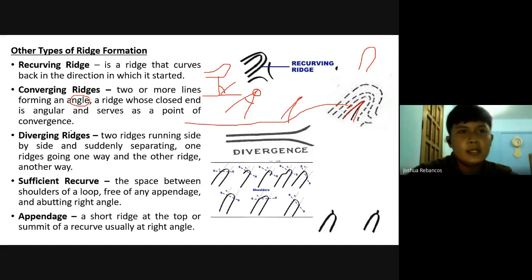Diverging ridge, two ridges running side by side and suddenly separating, one ridge going one way and the other ridge to the other way. So, ito po ang itsura ni divergence. Ganyan siya. Okay? Usually, itong si divergence, dito ang pinaka-point of reference para hanapin natin si delta. Ito ang delta.